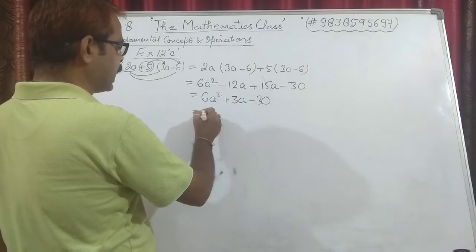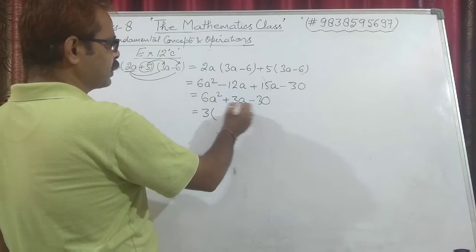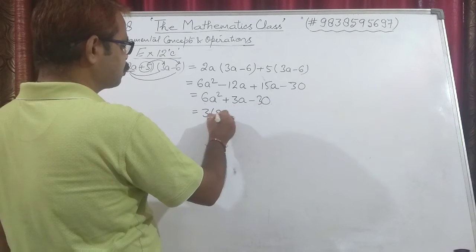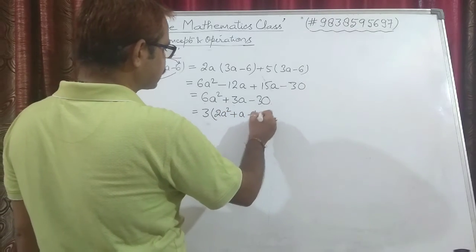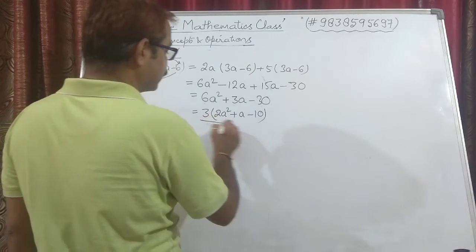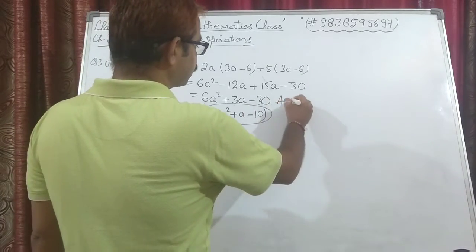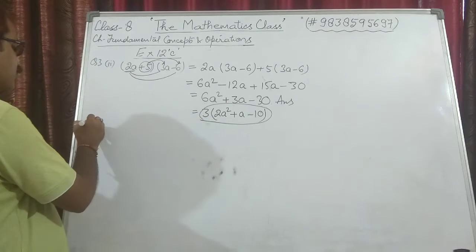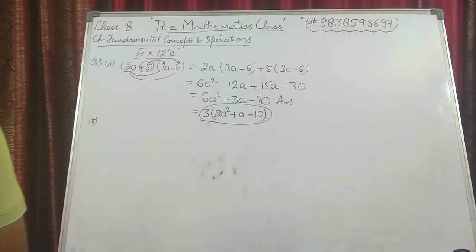Or you can also take something common. What can we take common? At least 3 we can take common, because this is divisible by 3, divisible by 3 and divisible by 3. So 3 2s are 6, 2a square plus a minus 10 can be written, but we are not going to write this because we need the product, and this is your final value. Now we move on to the fourth part. Let's see what is there in the fourth part.